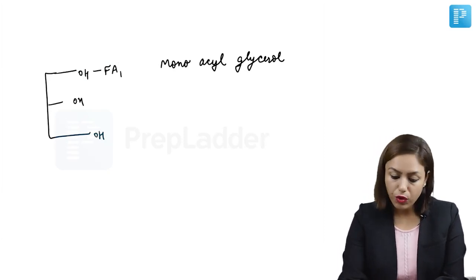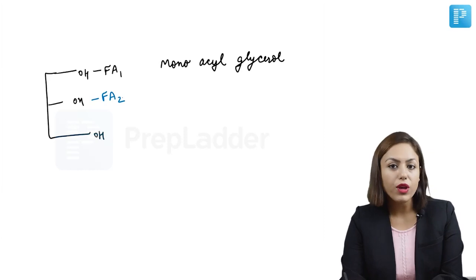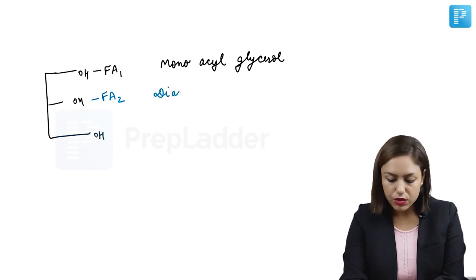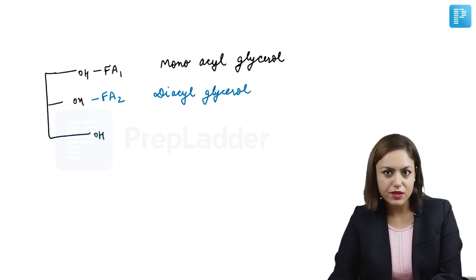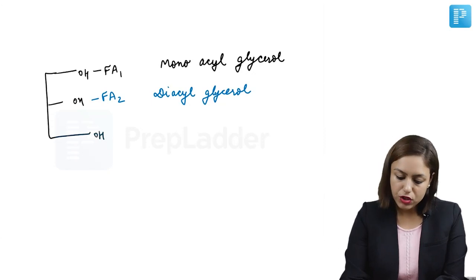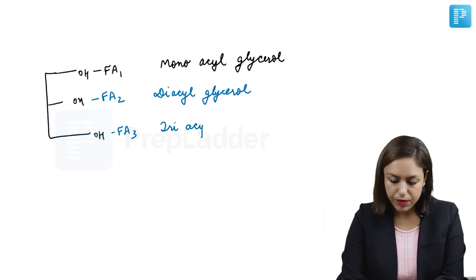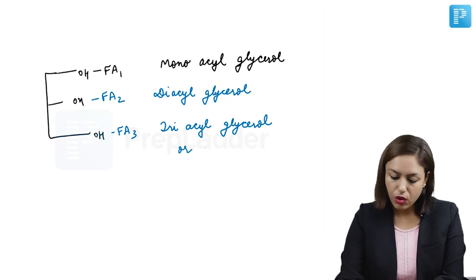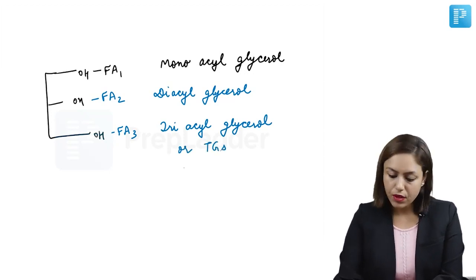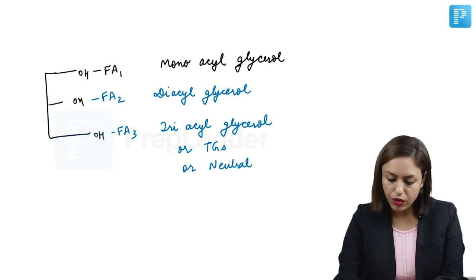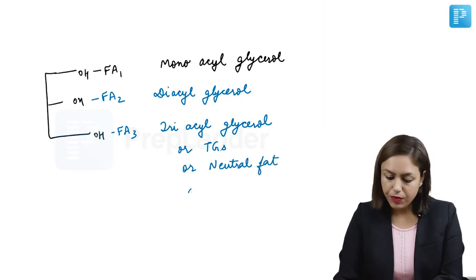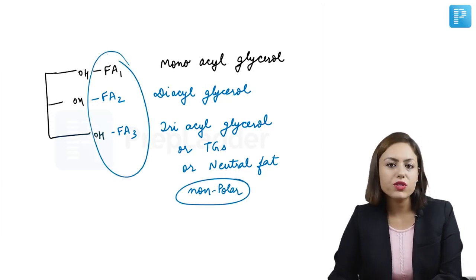Now if we attach one more fatty acid to this structure, we have two fatty acids. This structure is known as diacyl glycerol, right? Then if I attach a third fatty acid also, the name is triacyl glycerol, or triglycerides, also called neutral fat because they are non-polar. Now all three are ester bonds here, right?